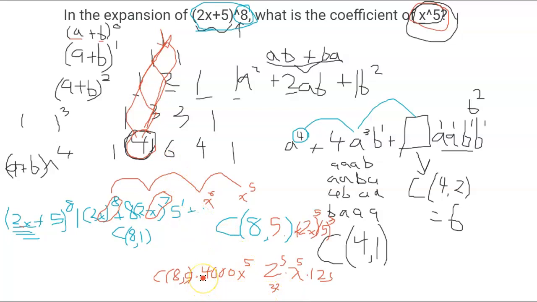In any case, that answer is 28. C8, 5 gives you a 28. So the final answer is 56. 224,000.